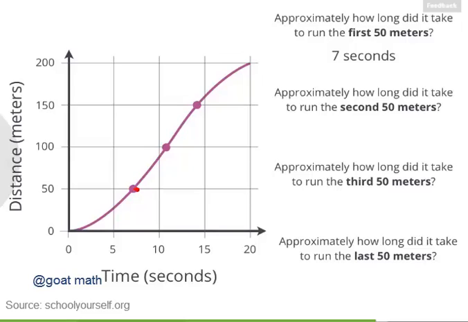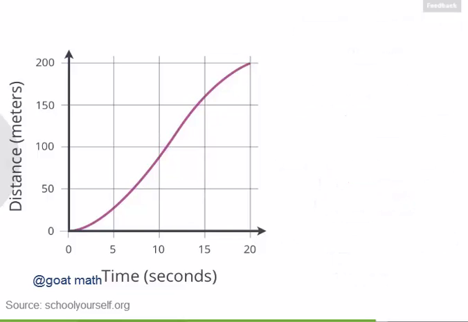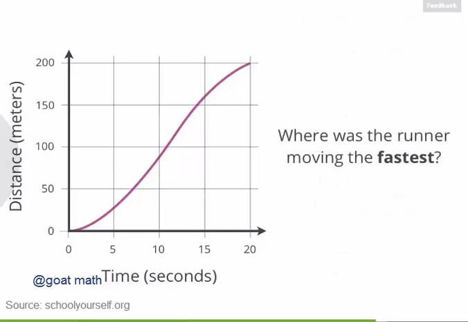Excellent! So running from 50 meters to 100 meters took about 4 seconds, 100 to 150 took about 3 seconds, and 150 to 200 took about 6 seconds. So the 50-meter interval from 100 meters to 150 meters took the least amount of time. So, at which point during this race would you say the runner was moving the fastest?